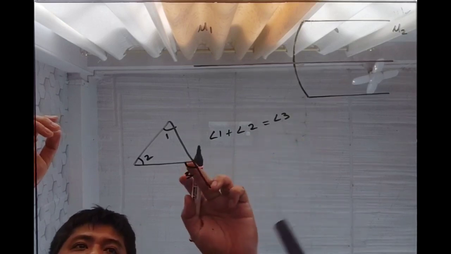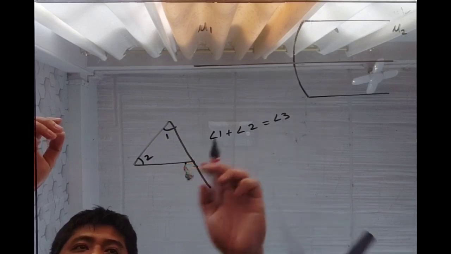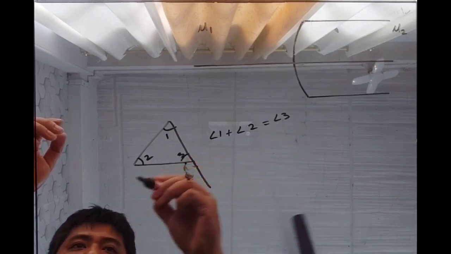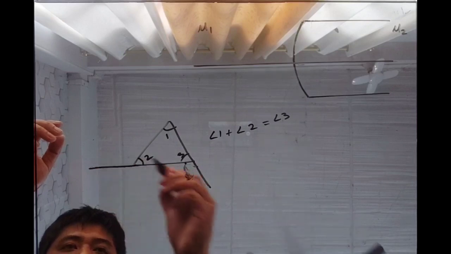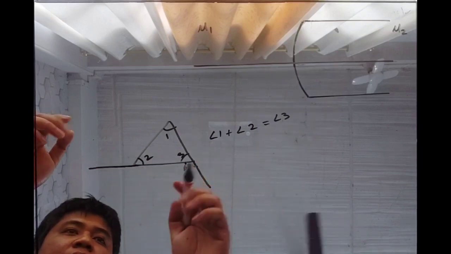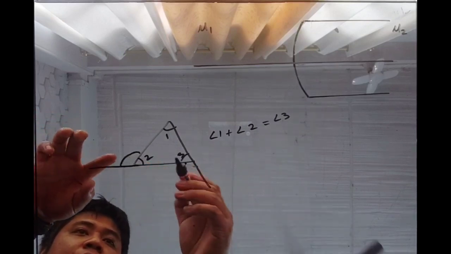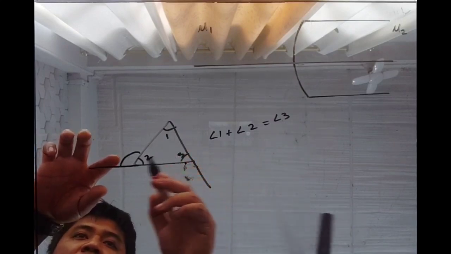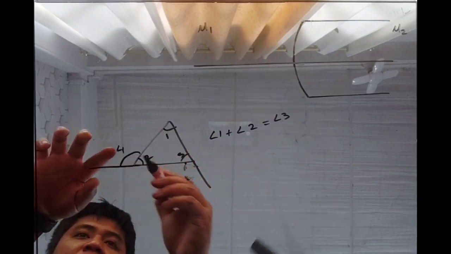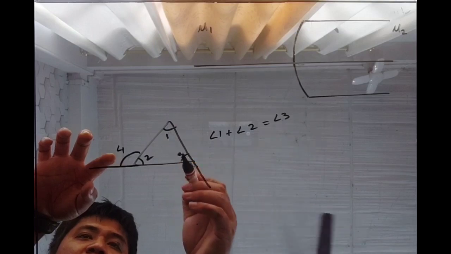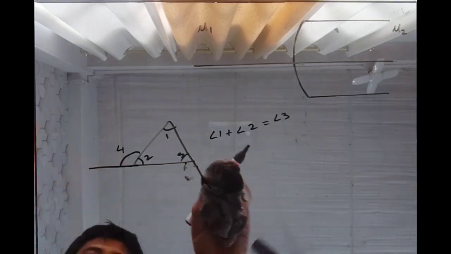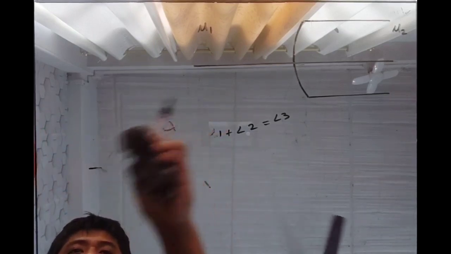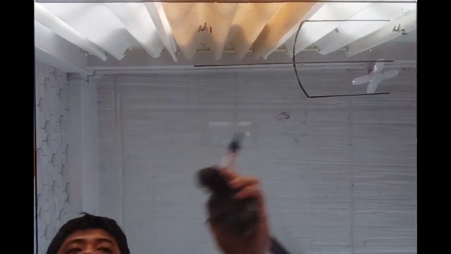And suppose this is angle 3. Let us draw a straight line here. This exterior angle, let it be angle 4, will be equal to angle 1 plus angle 3. We are going to apply this formula.